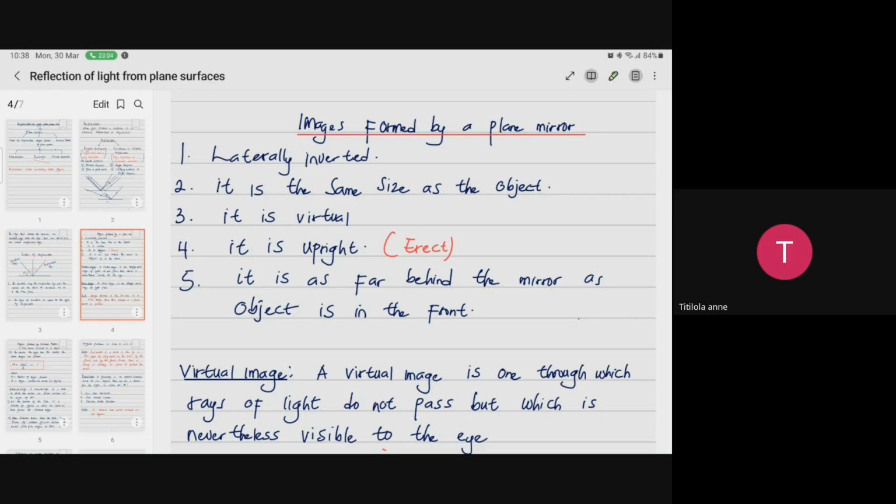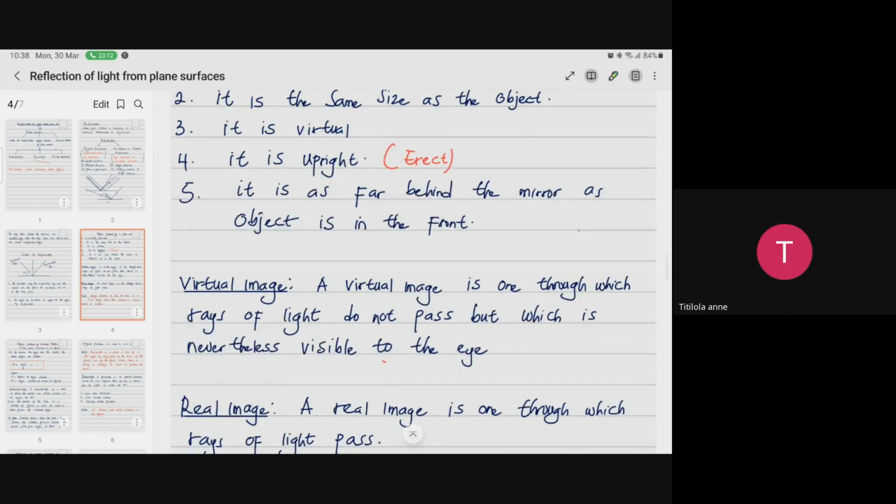Then there are other key properties of the curved mirror. You get the point now. But we're looking at your plain mirror. So what is a virtual image?